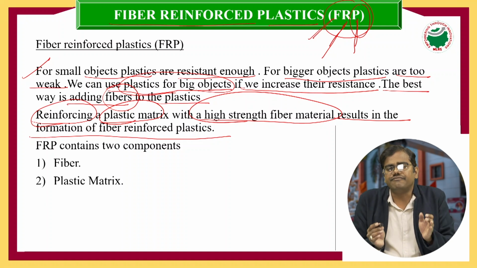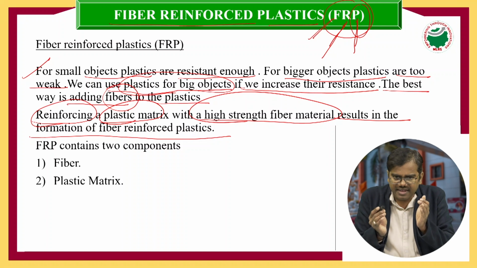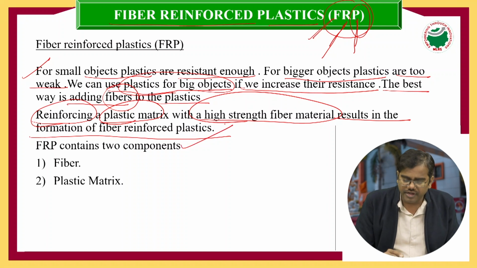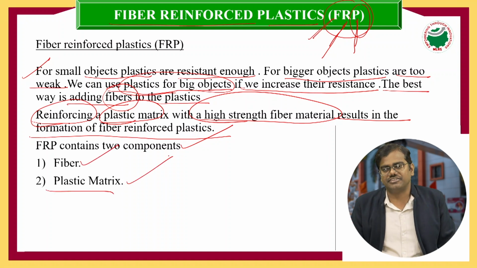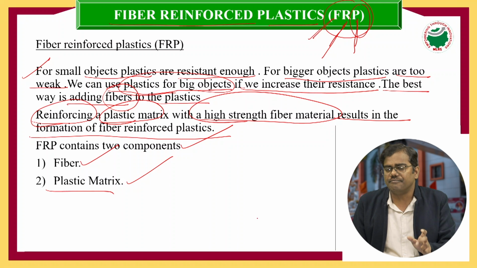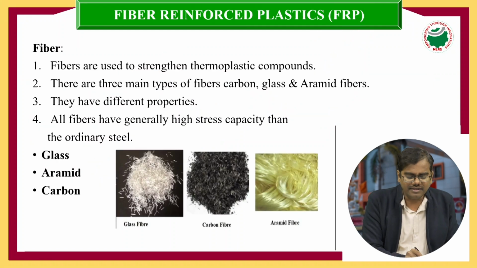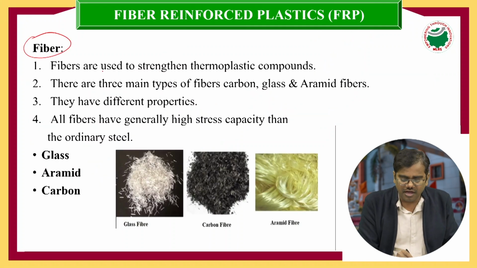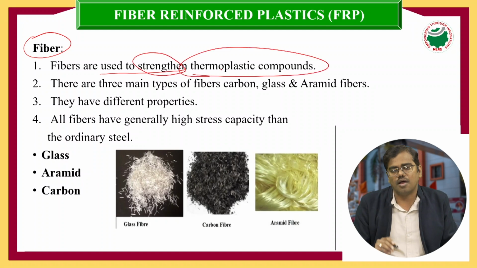Usually these fiber reinforced plastics consist of two components. One is the fiber, one is the plastic matrix. See, what is the meaning of fibers? Fibers are used to increase the strength of the thermoplastic compounds, that is nothing but plastic materials.